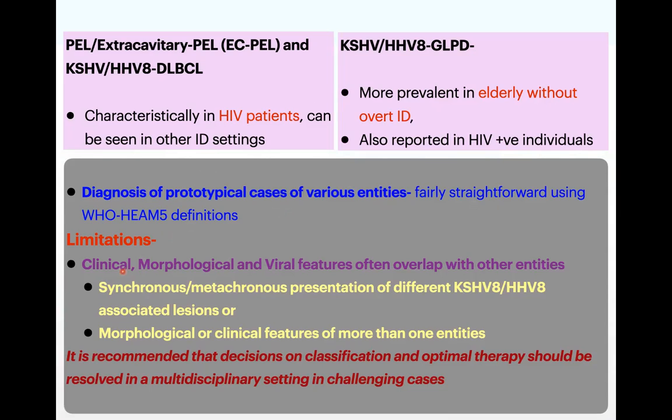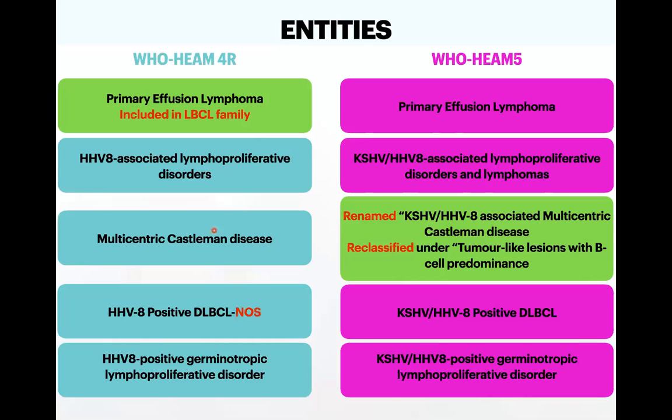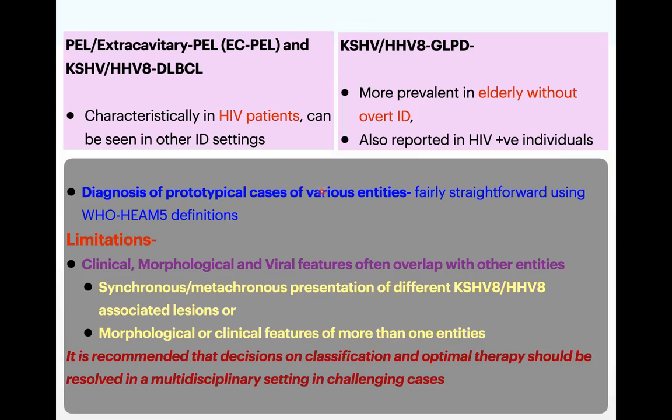That is, clinical, morphological, and viral features often overlap with other entities. So what are the overlaps that can be? That is synchronous or metachronous presentation of different KSHV/HHV8-associated lesions, that means multiple types of these lesions in the same patient, or morphological or clinical features of more than one entity. So it is recommended that the decision on classification and optimal therapy should be resolved in a multidisciplinary setting in challenging cases.